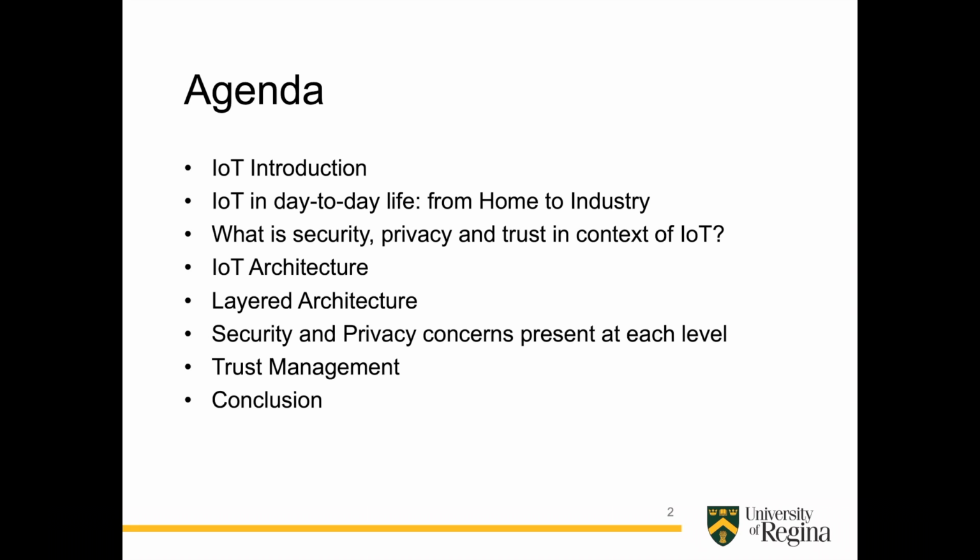Today in this presentation we will take a look at the following topics: IoT introduction, then IoT in day-to-day life from home to industry, then we will take a look at what security, privacy, and trust mean in the context of IoT. Then we will take a brief look at the IoT architecture, and then a layered architecture. Then we will assess the security and privacy concerns present at each level of the layered architecture. Then we will talk about trust management and conclude the presentation.